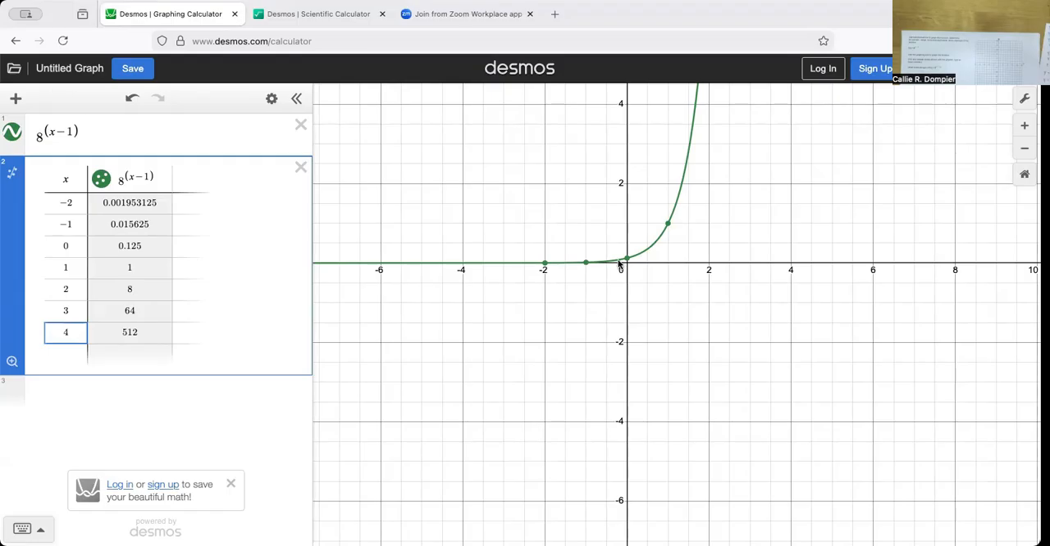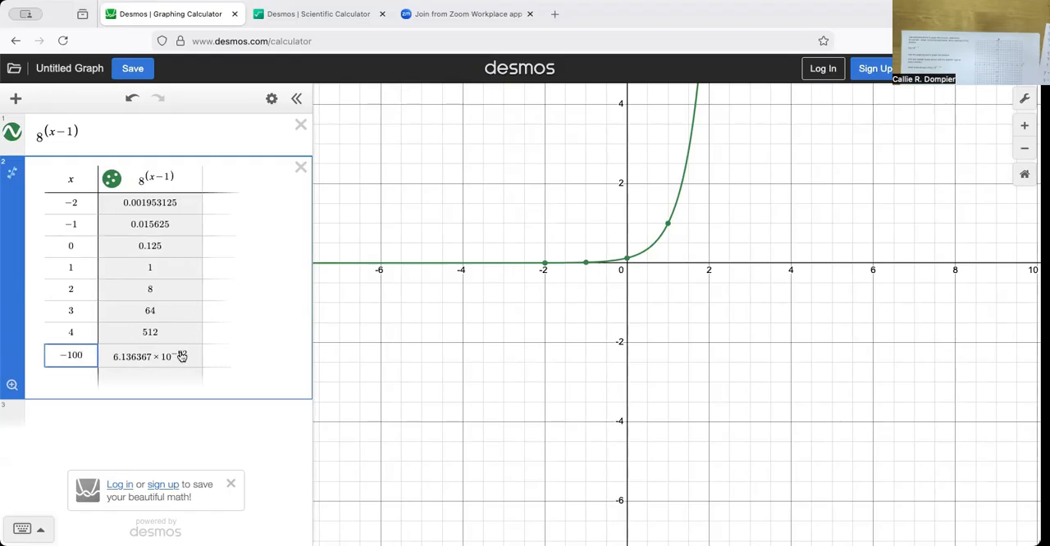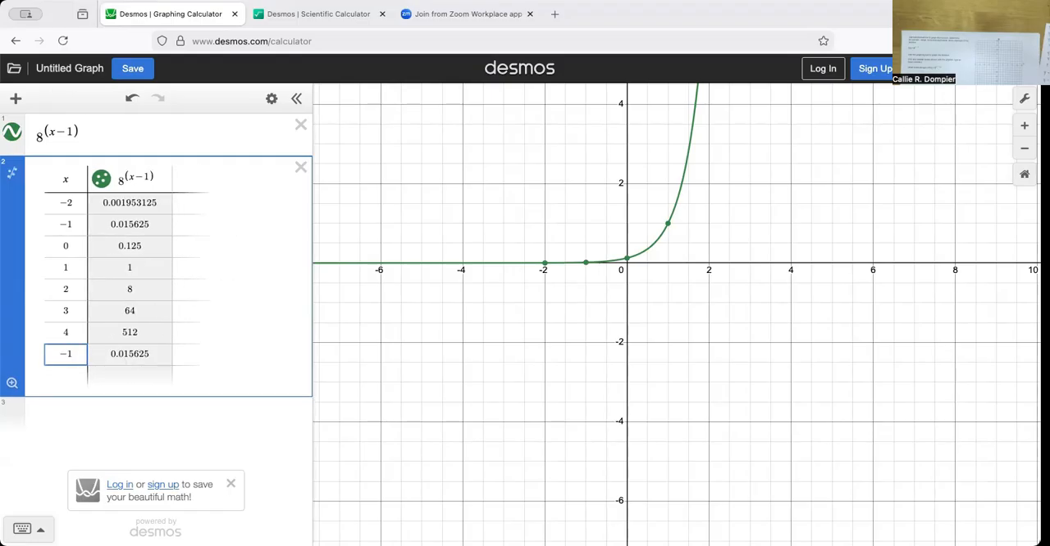So we see that on the negative side, it's approaching 0, but it's never going to touch 0, right? Even if I said -100, that's still not 0. It's just a really small number. So it's approaching 0, but it'll never touch 0. And then on the other side, it's growing really quickly, right? So what is the domain?